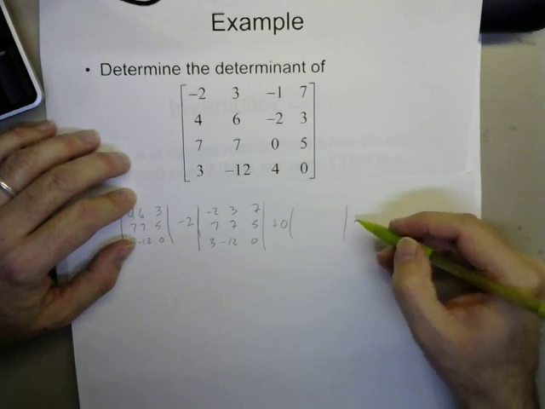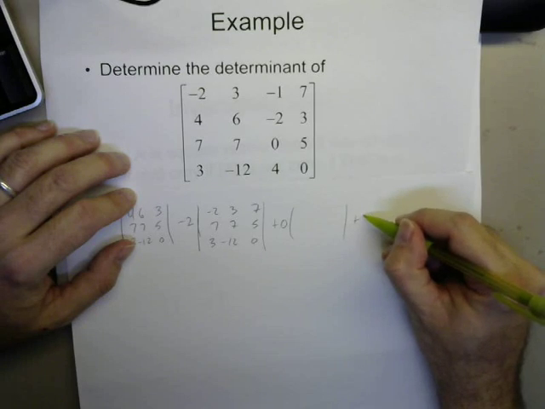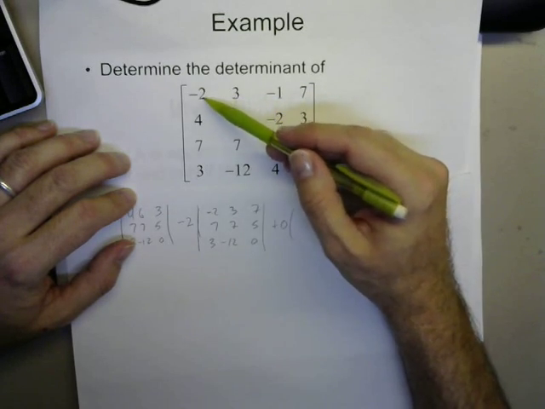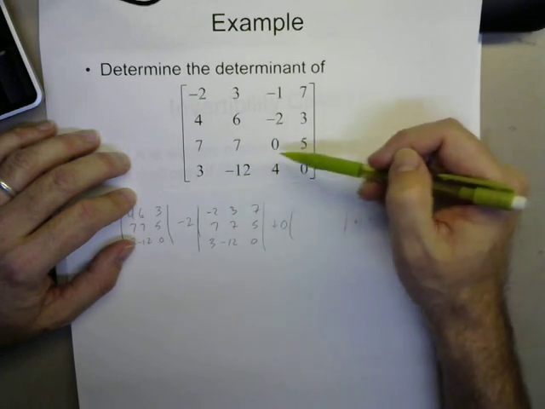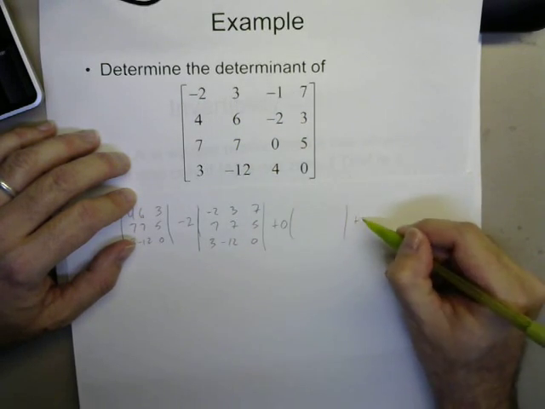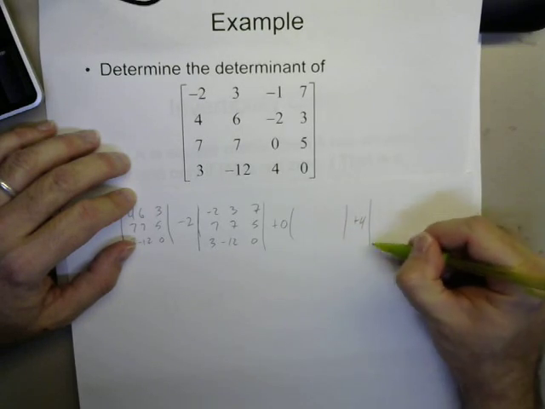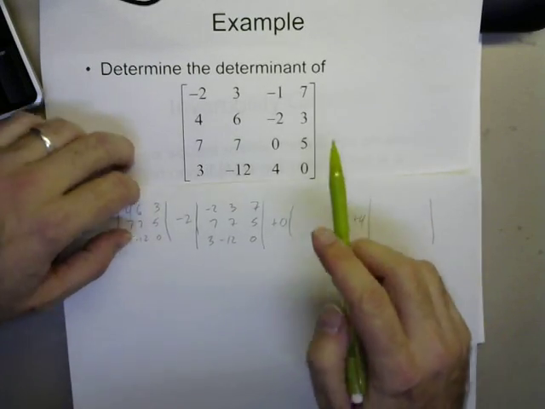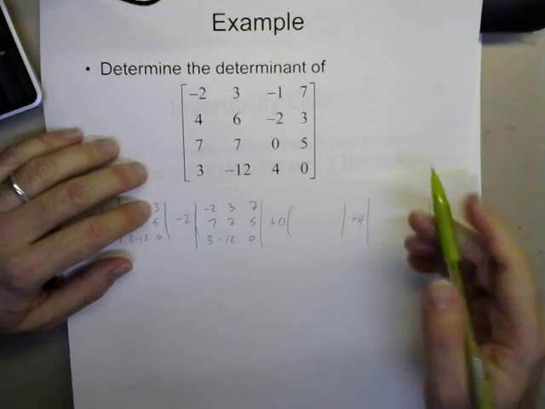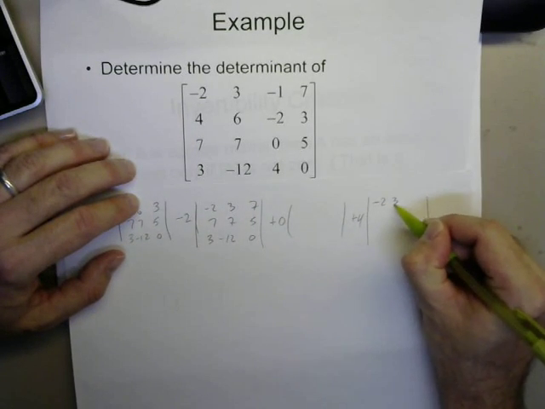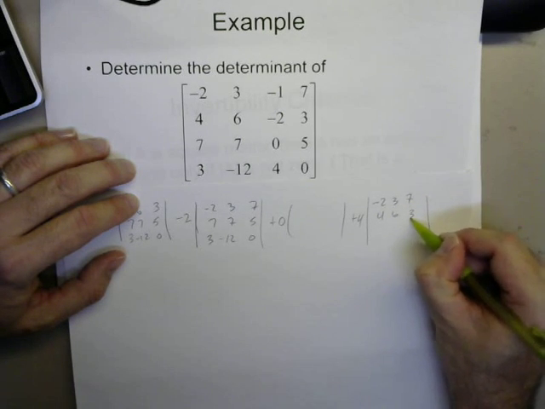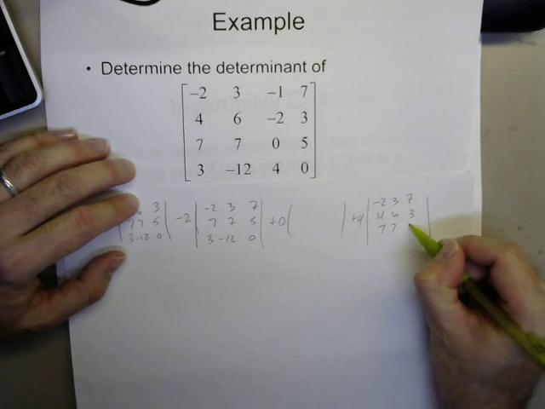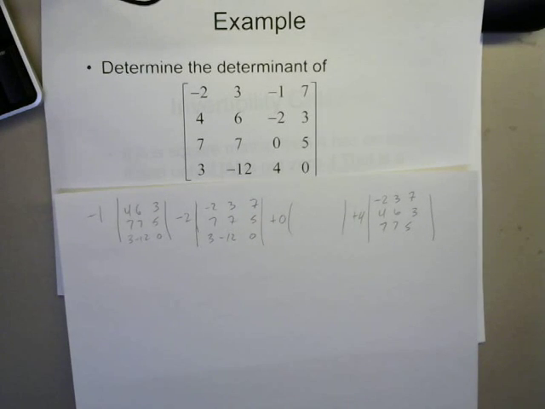And then multiply by 4 here, right? And it should be positive. And then multiply that by the determinant you get when you cross out the row and column that the 4 is in. So you'll get negative 2, 3, 7, 4, 6, 3, and then 7, 7, 5. And then calculate these 3 by 3 determinants, and that will tell you what the determinant is.